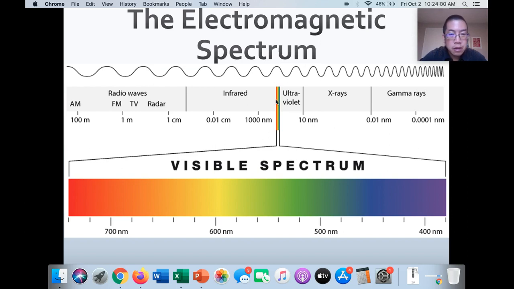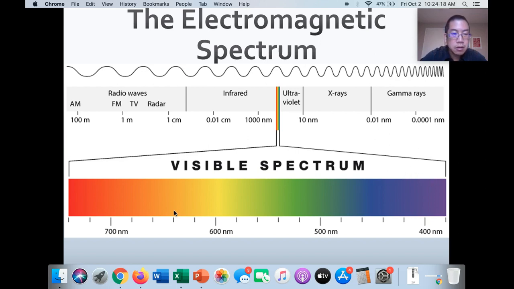And if we spread this out, what we have here on the visible spectrum, red has the longest wavelengths, around 700 to 750 nanometers. And then violet and blue have around 400 to 450 nanometers. And so those would be the shortest wavelengths.